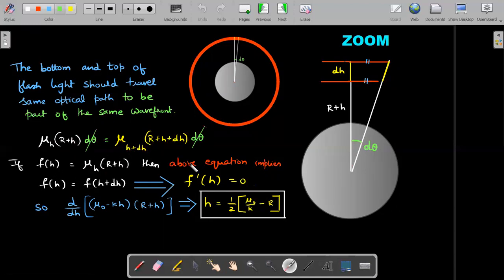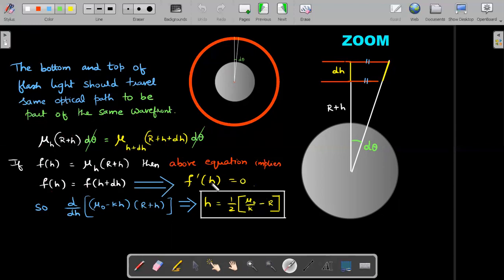Then the above equation will imply, what is this going to be? It will be a function of h plus dh. So if this is f of h, then this is f of h plus dh. This equation is telling us to assume a position of h where f of h is equal to f of h plus dh. From the first principles of differentiation, remember, when will this happen? When f dash h is equal to 0.